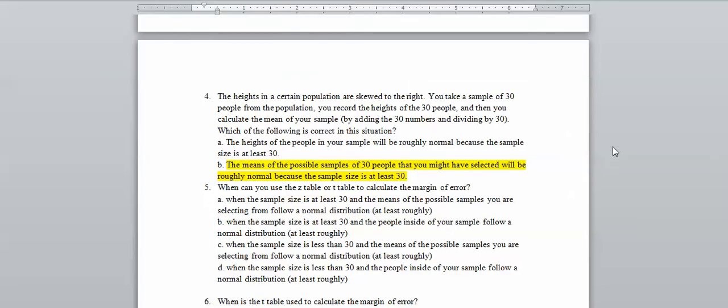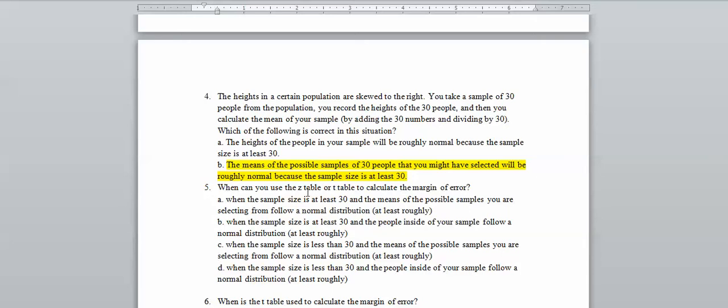What this question is asking is, when can you use the z-table or t-table to calculate the margin of error? It's actually asking you, when can you use either table, meaning in what situation are either of these two tables allowed, and in what situation are neither table allowed to be used.